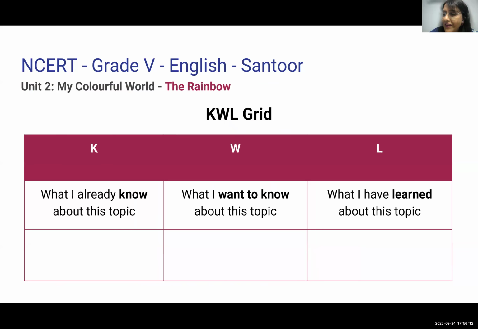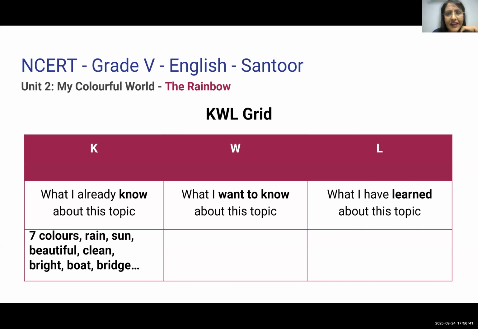Yes, in the chat box, we have the answers coming in. Colors, rainbow, 7 colors are there. Rainbow has 7 beautiful colors. There are more or less the same answers from the Facebook comment section also. What is a rainbow? K equal to 7 colors. I mean, in the K column, the student has written 7 colors. Why it appears? How it is formed? These are the words we were getting. Yes, more or less. 7 colors, rain, beautiful.